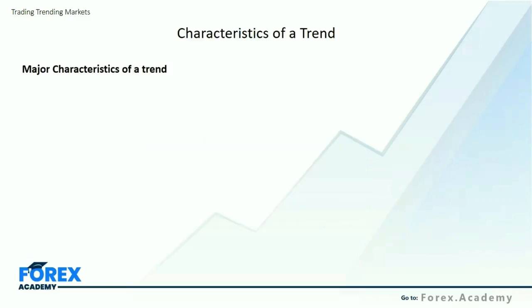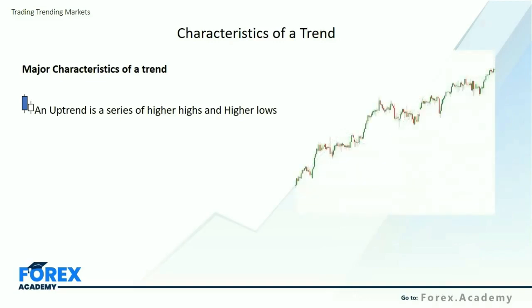Okay, so moving on then to the characteristics of a trend. There are some significant and very important characteristics of a trend. And the first one is to just identify and perhaps touch upon an uptrend. So when we talk about an uptrend, it is simply a series of higher highs and higher lows. So let's look at this chart on the right-hand side. As you can see, it's moving from bottom left to top right. So we can visually see that this market is moving to the upside.